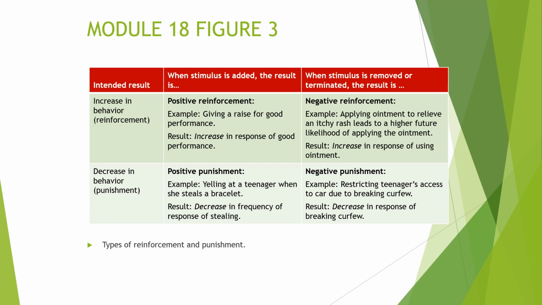Punishment is where you're decreasing the behavior. So positive is where you're giving something. So you yell at a teenager when she steals a bracelet. The teenager doesn't want to get yelled at, so she decreases the likelihood of stealing a bracelet again. Negative is you're restricting a teenager's access to a car due to breaking curfew. Your parents tell you that you should be home at 12 midnight and you get home at 2 a.m. They take away your car keys for a month, decreasing the likelihood that you're going to miss curfew again.